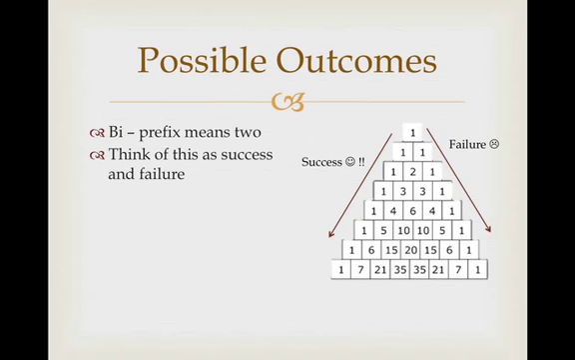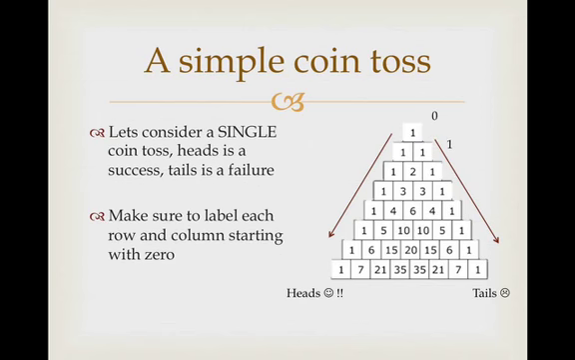So again, let's move on and have a look at what this actually means. Let's consider a single coin toss. So we're looking at trial 1. So we label each row. Again, we start with 0 as the first row, and then we have row 1. So with a single coin toss, a little hint with Pascal's triangle is that each row represents a trial. So we're going to be looking at row 1 there, which has the numbers 1 and 1. And again, we have our success and failure. Success is heads, and our failure is tails.